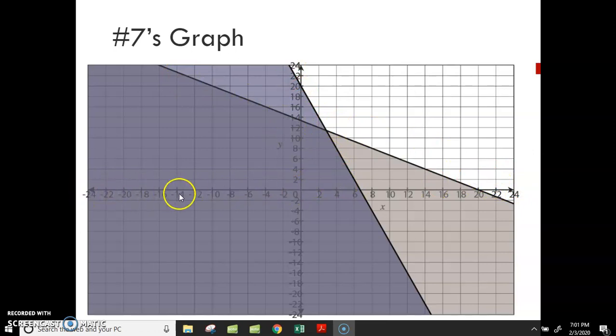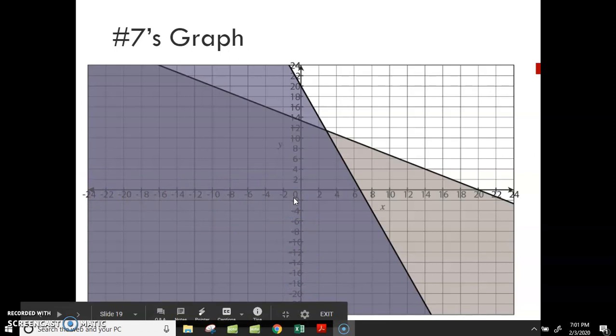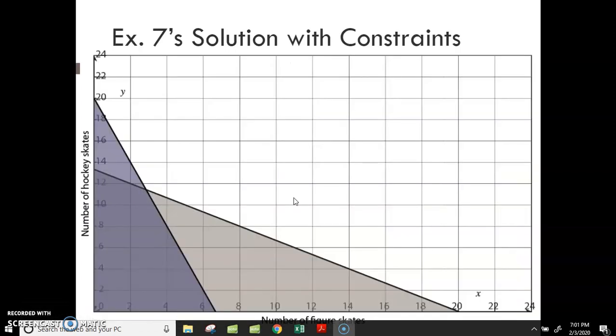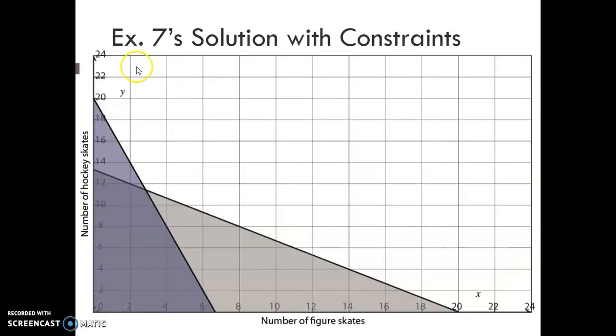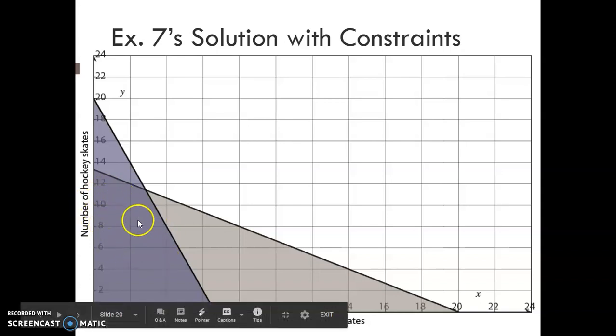Does it make sense for us to have negative hours for the boots and the blades? Not really. So we can simplify this a little bit more by just looking at the positive values here. Now we've got the hockey skates over here on the y-axis, and we've got the figure skates down on the x-axis. And we can see that the area that satisfies both of them will be in this shaded region right here.